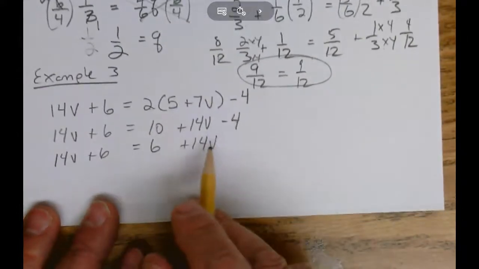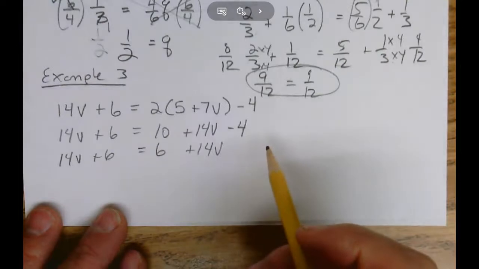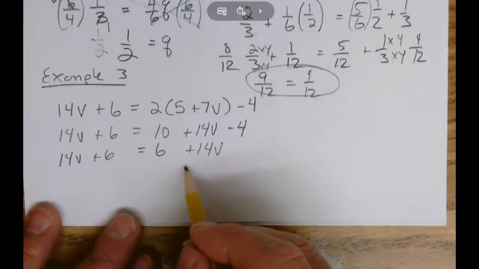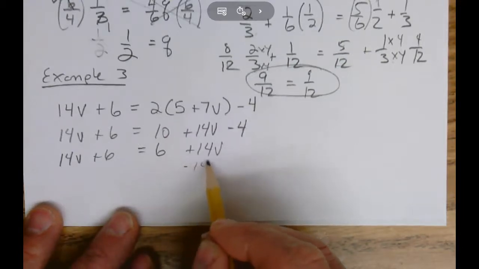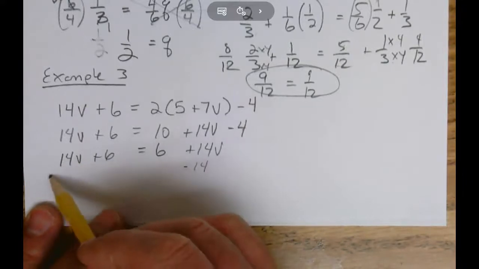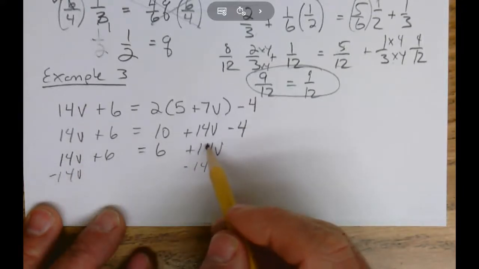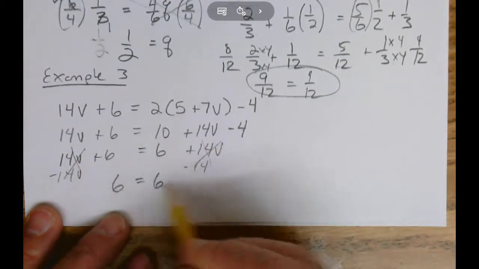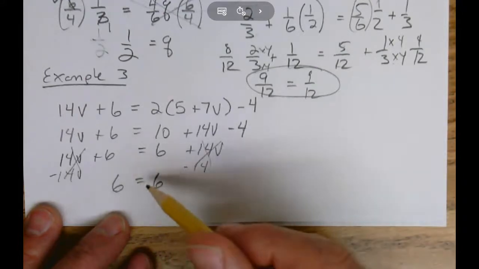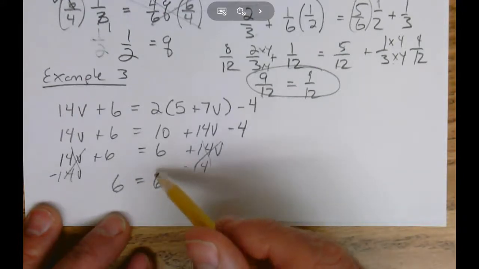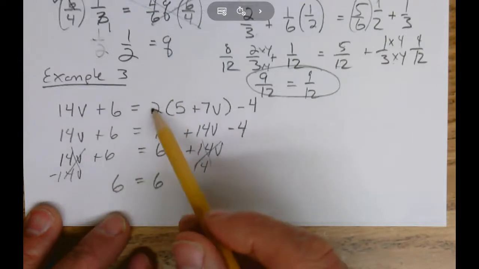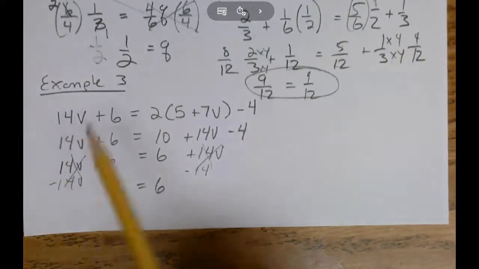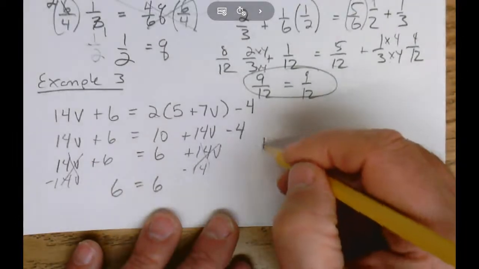And then I'm going to collect like terms. And you're going to see something weird happen here. I'm going to subtract 14v, right? And same thing on the other side, I had 14v, so it doesn't really matter. Minus 14v, right? And this is going to cancel and cancel. And you're going to see 6 equals 6. And what that tells us is whatever number we put in here, it doesn't matter. So any answer would be right. You see the variable go away. That means any answer.